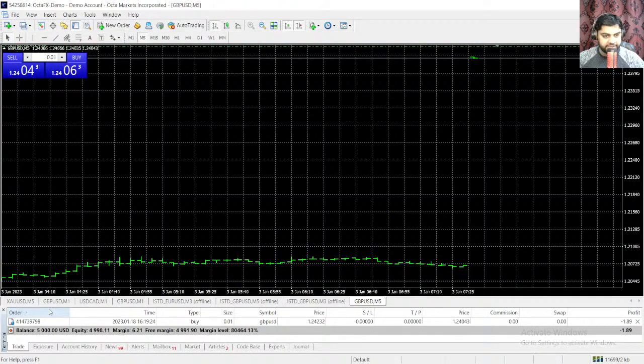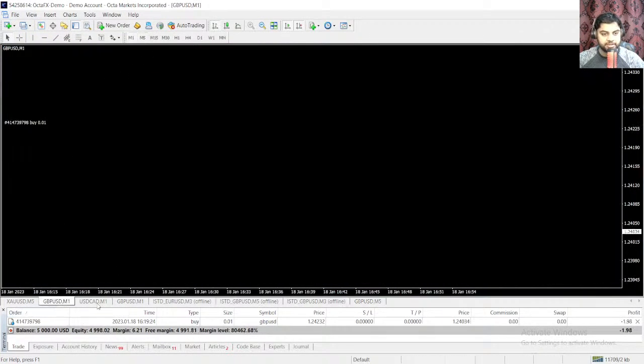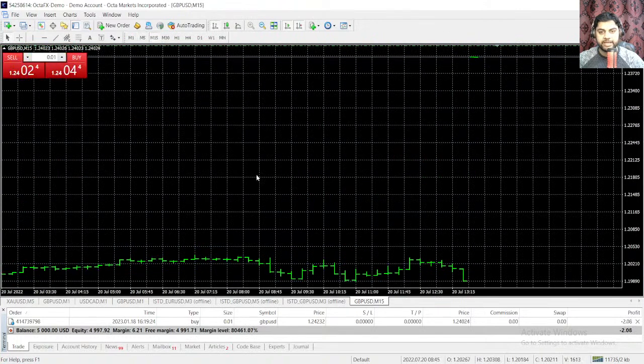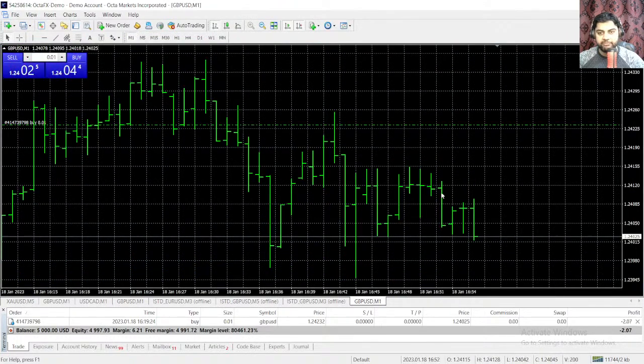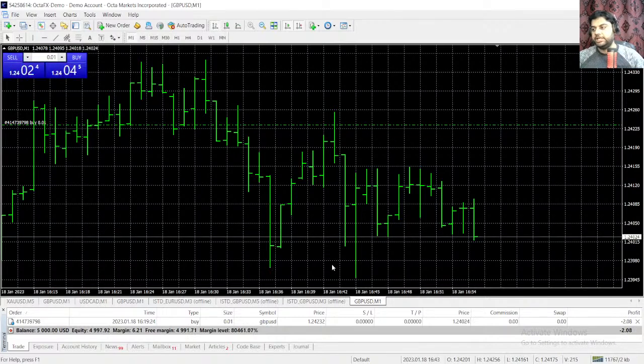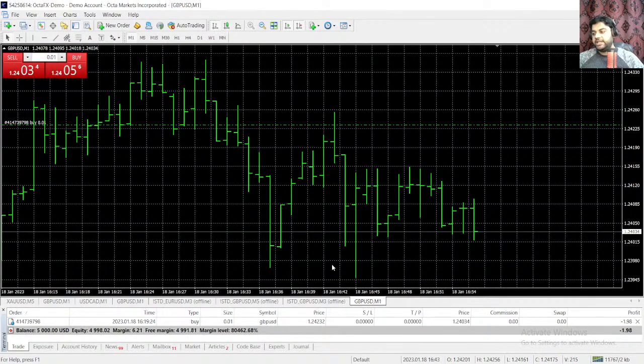All right. So this is GBP USD 5-minute M5, this is M15, and this is M1. I will wait for the market to come down to the same level as this one, right at the bottom of the support level, and then I will make a buy trade.